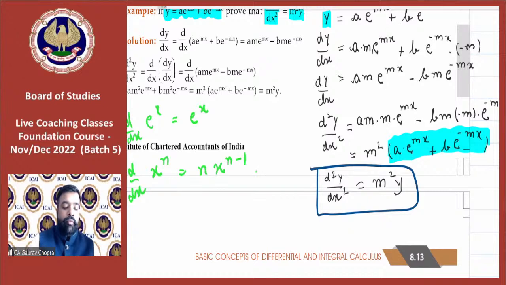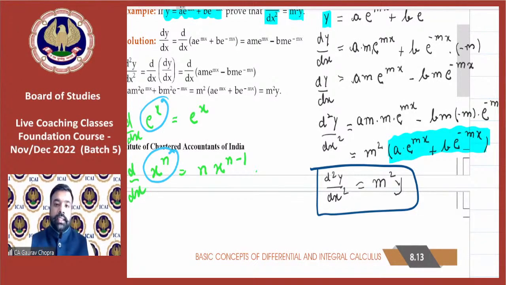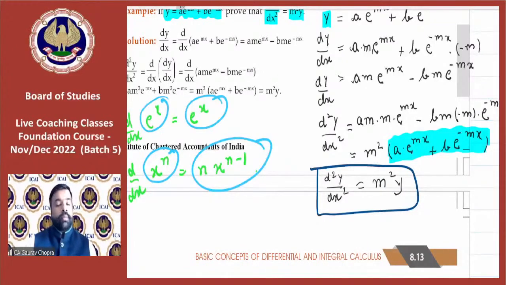And if we calculate the derivative of x to the power of n, then the formula is n multiplied by x to the power of n minus 1. So there is a difference in both the formulas. The first formula is for exponent e, and the second is for the variable x. In the first formula, we do not subtract 1 from the power, but in the second formula, we subtract 1 from the power. So these are two different formulas. Okay.